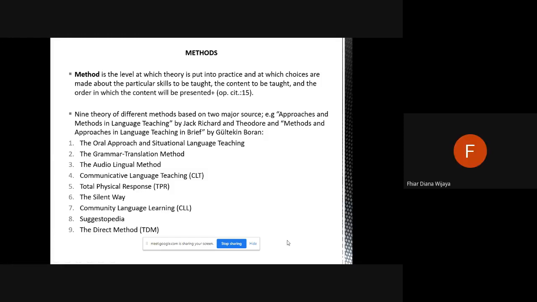So the next material is about methods. Method is the level at which theory is put into practice and at which choices are made about the particular skills to be taught, the content to be taught, and the order in which the content will be presented. And there are 9 theories of different methods based on 2 major sources, that is Approaches and Methods in Language Teaching by Jack Richards and Theodore Rodgers, and Methods and Approaches in Language Teaching in Brief by Kutekin Boran.